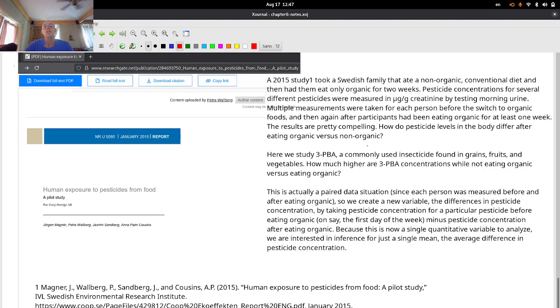So this was a study from 2015 with a Swedish family that originally ate non-organic food, a conventional diet, and then they measured levels of different pesticides in their systems. And then after eating organic for 2 weeks, they measured again over a week for those pesticides.